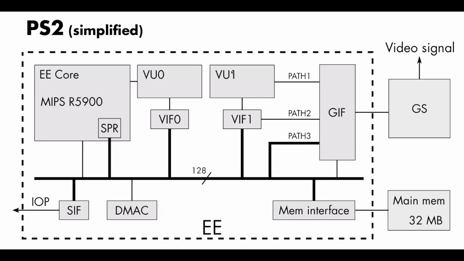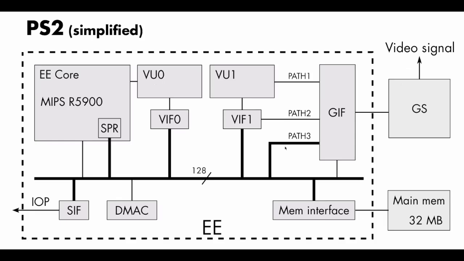And there are two more paths. Path 1 is directly connected to vector unit 1, which is the geometry part of it, TNL and clipping. So path 1 is where the geometry is sent over. The geometry enters VU1 through VIF1, is put into memory, and then after processing it, it's sent to the GIF.